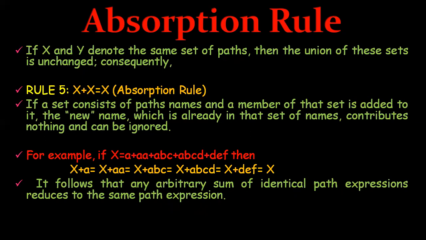So X plus X will be equal to X, X plus A, X plus ABC, X plus ABCD. So A, ABC, ABCD, DEF, all are being absorbed. If a set consists of path names and a member which is added to it, the new name, which is already in the set of names, contributes nothing and can be ignored. So that is what we have done here. It follows that any arbitrary sum of identical path expressions reduces to the same path expression, that is X. So this is what the absorption law is.